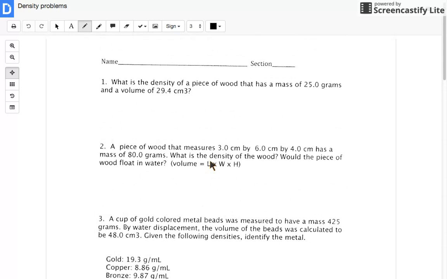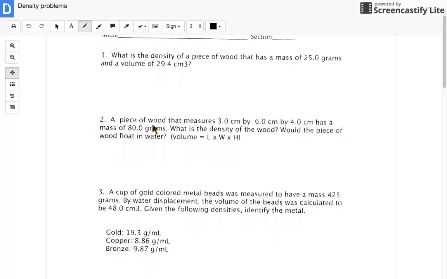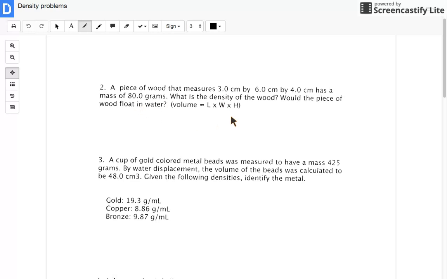When you go through, remember, always look for what the question is asking for. So in number one, what is the density of a piece of wood? Your equation will be density equals mass over volume, right? Next one, what is the density of wood, and would the piece of wood float in water? This one has two things you need to answer, and it's still solving for density. Density equals mass over volume. And then don't forget to write down whether it would float or sink.